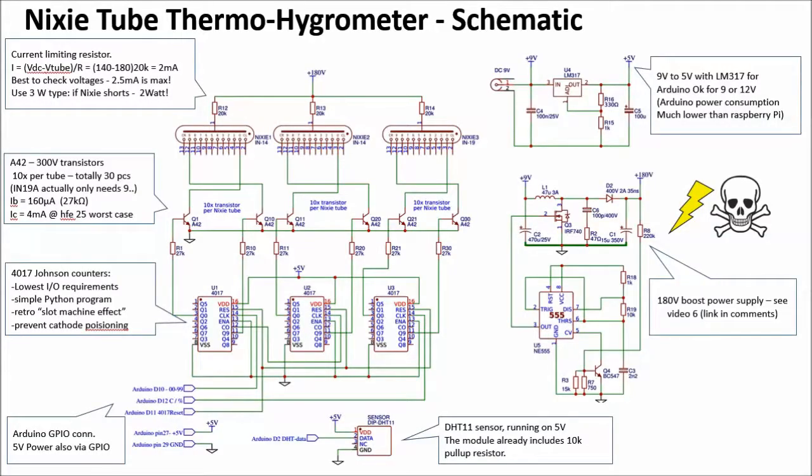The schematic is basically the same as the Raspberry Pi based version from video 7. The NE555 based high voltage power supply is described in video 6. I will include links to these videos in my comments. Also links to the schematics and the C code.